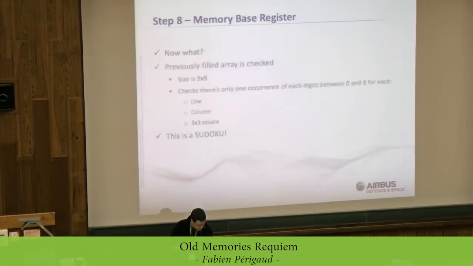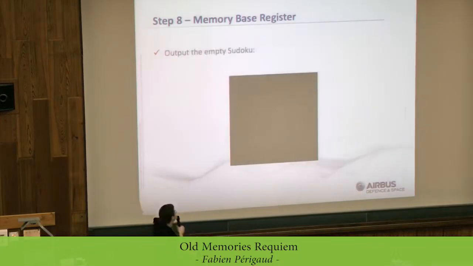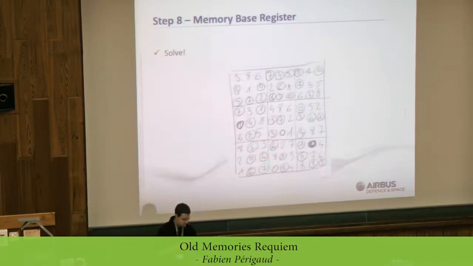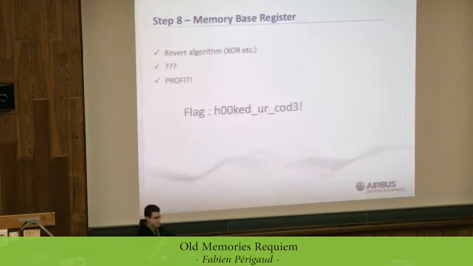So what does it do? This code will check the array that has been previously filled with the password, transformed, etc. The size of this array is 9 by 9, and there are checks that only one occurrence of each digit between 0 and 8 occurs for each line, each column, and each 3 by 3 square. It's a Sudoku. So we can retrieve the values and extract the Sudoku, and we can solve it. And once it has been solved, we just have to revert the algorithm to XOR, and then we get the flag.